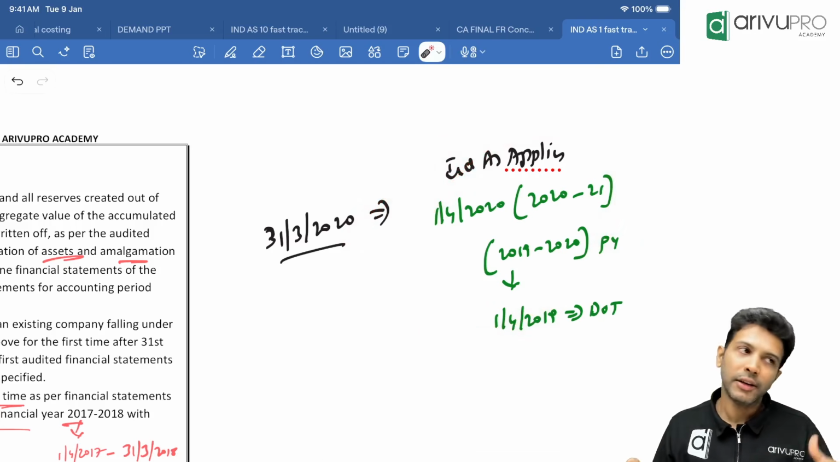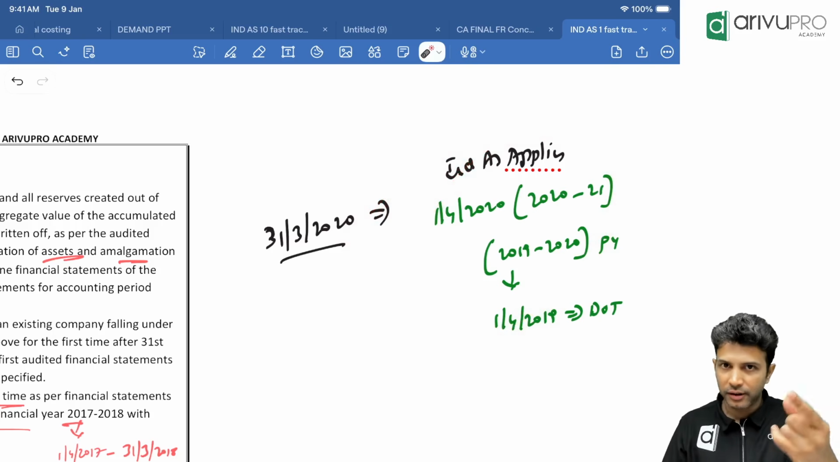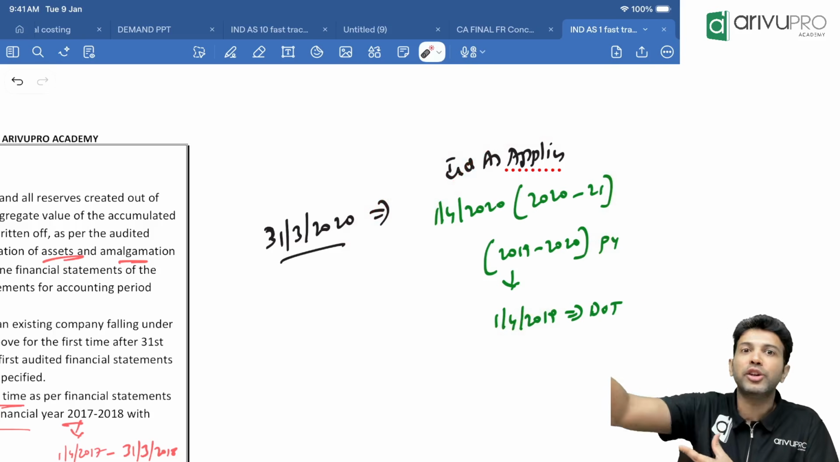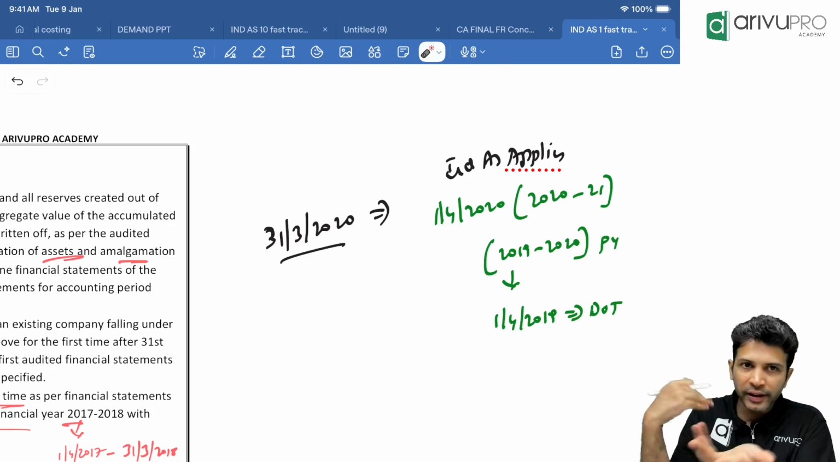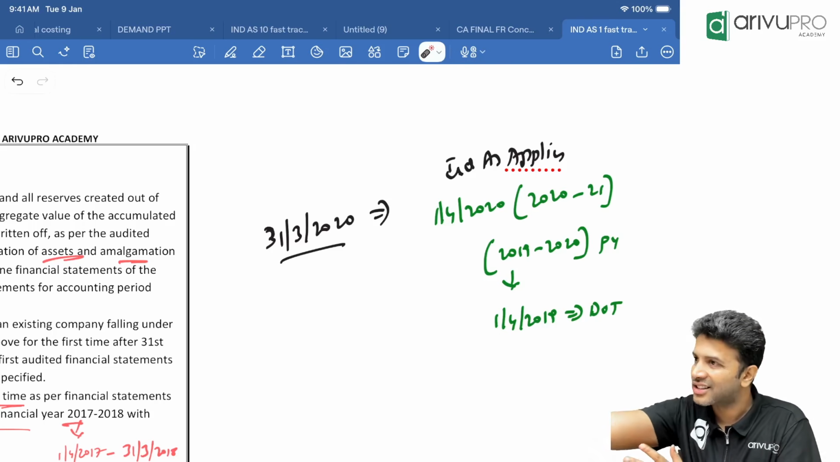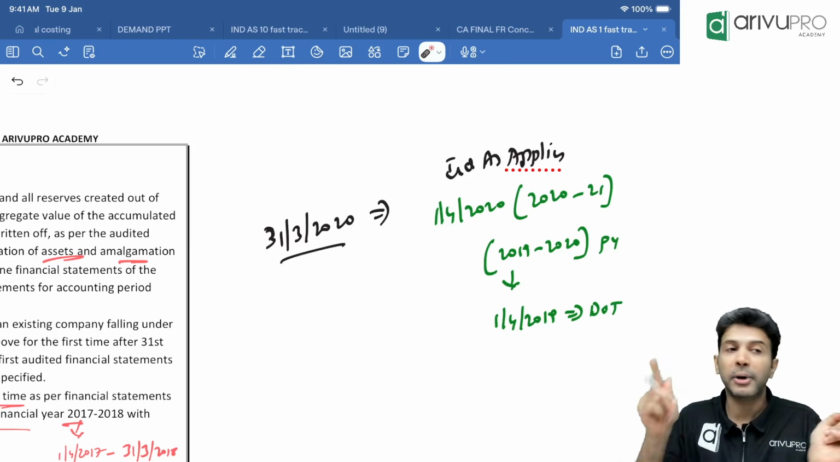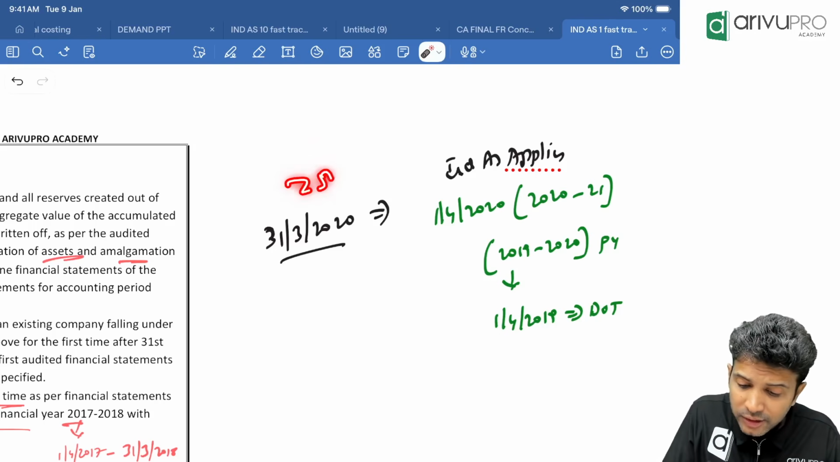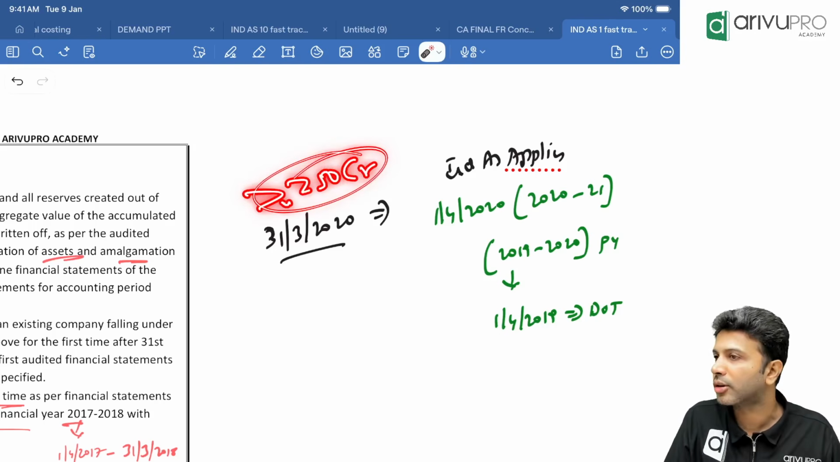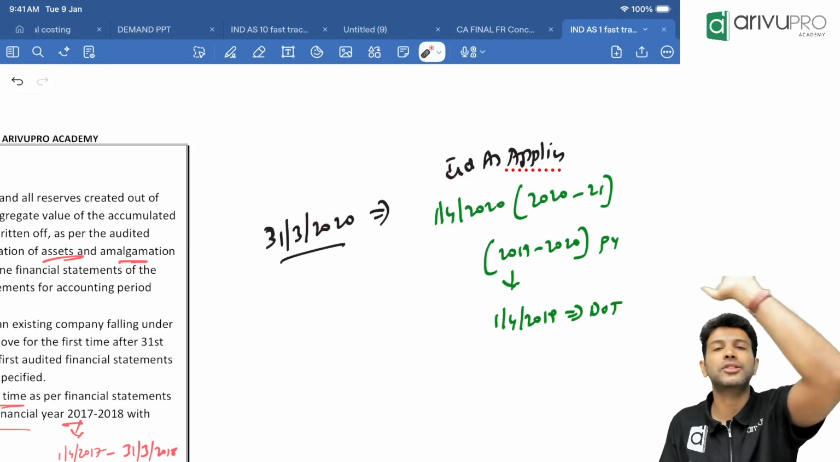So it is not a one-time check. If you don't satisfy Ind AS, it means every year you need to check the net worth. If you have already become listed, then the net worth limit is irrelevant. Automatically you need to start applying Ind AS. But if you are an unlisted company and your net worth crosses 250 crores or more, from the next day onwards, you need to start applying Ind AS.